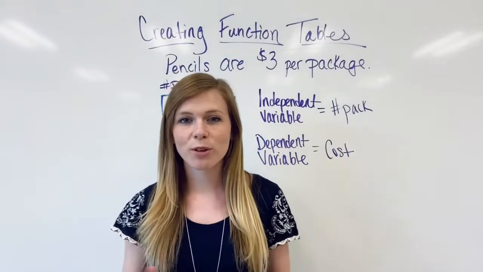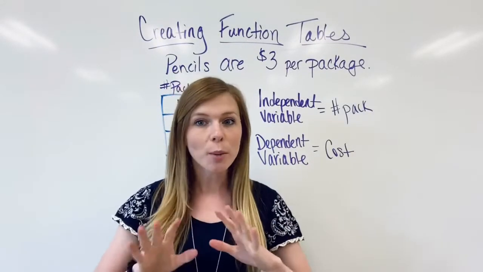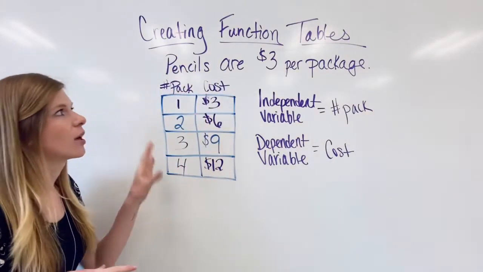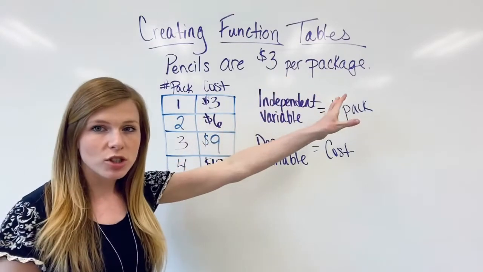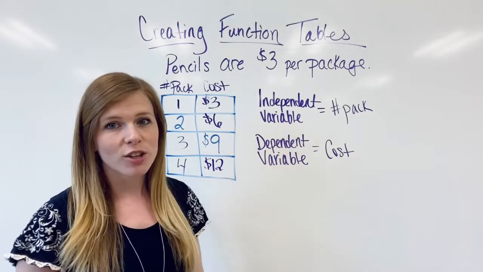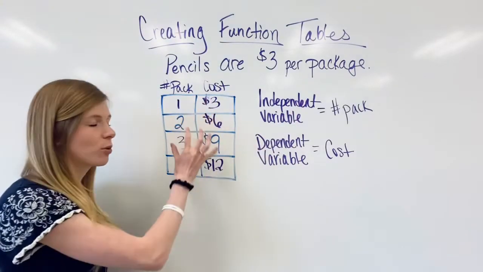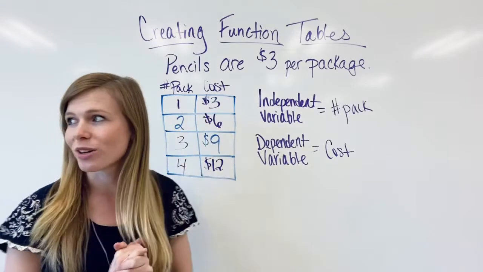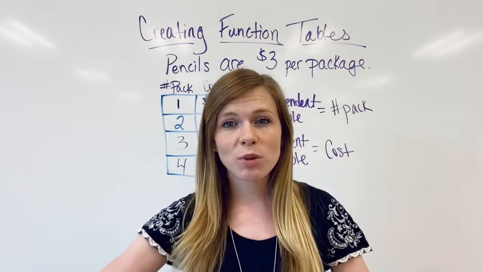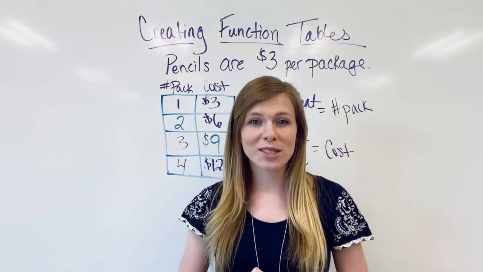So this was a brief introduction on how to fill out a function table, just the very basic level. Notice how there happened to be a pattern happening because of my situation. It's going to be that same cost per package. So if you see a pattern, that'll be a good way for you to fill out your table, is to notice those things. And then also just keeping in mind how to tell apart an independent variable from a dependent variable.